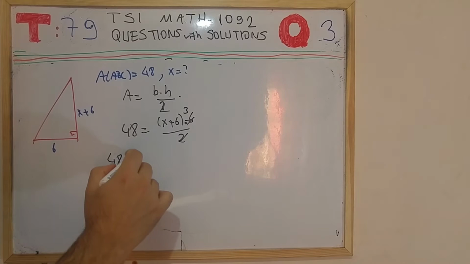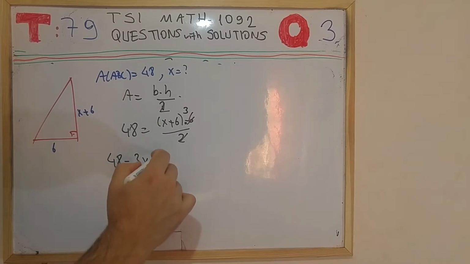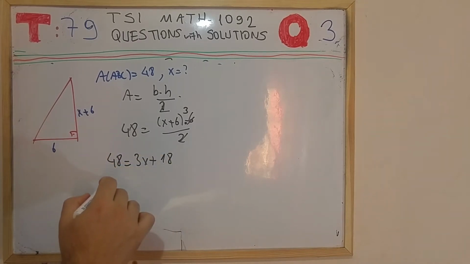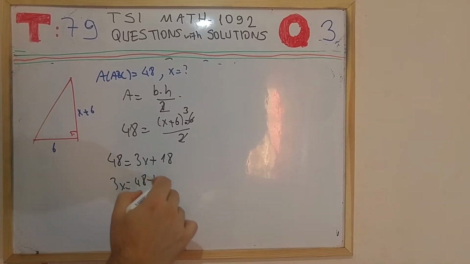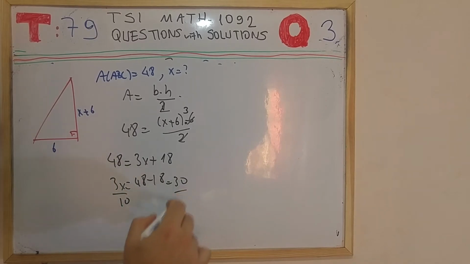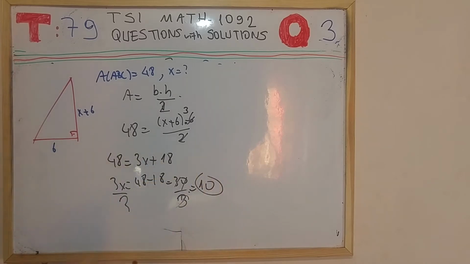48 is equal to 3x plus 18, which means that 3x is equal to 48 minus 18, that is equal to 30. When I divide each side by 3, x will be equal to 10.